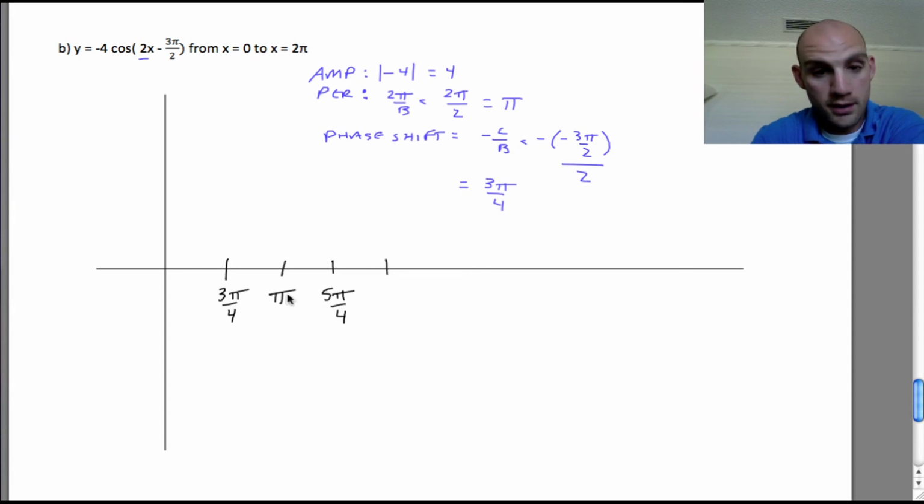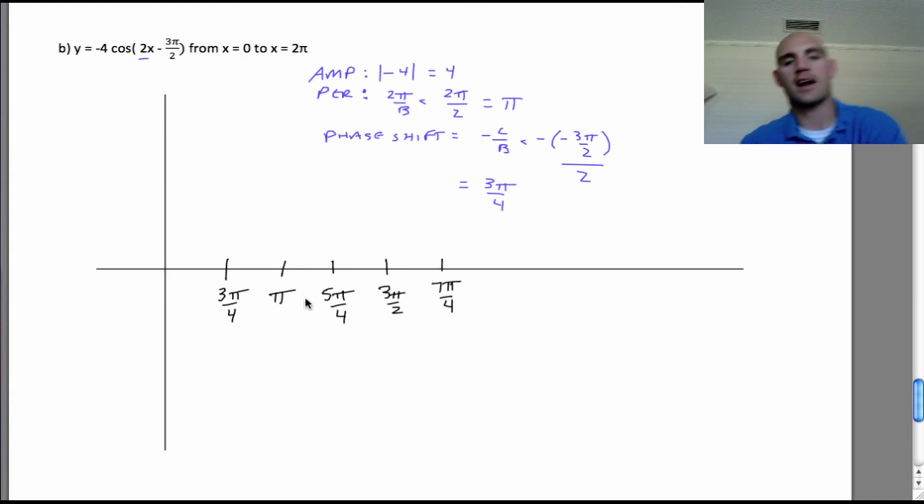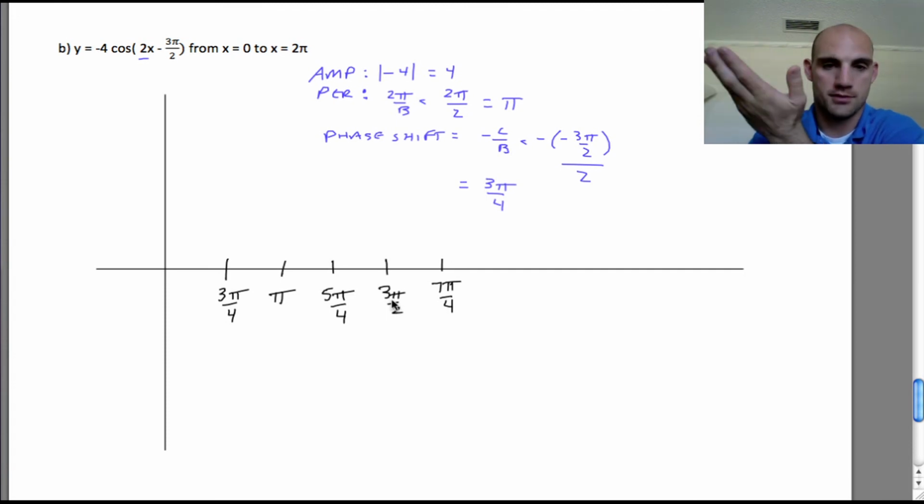If I go another pi, so I have 1/4, 2/4, 3/4 of the way that I'm going. So it's going to be 6 pi over 4, so it's going to be 3 pi over 2. And this one is going to be 7 pi over 4. It's a counting game, guys. 3 pi over 4, 4 pi over 4, 5 pi over 4, 6 pi over 4, which reduces to 3 pi over 2, 7 pi over 4. Now, that's my phase shift.